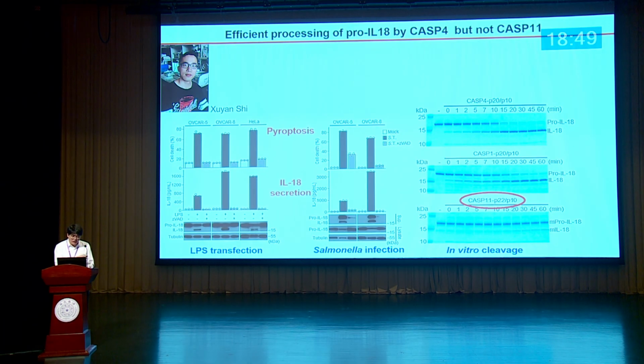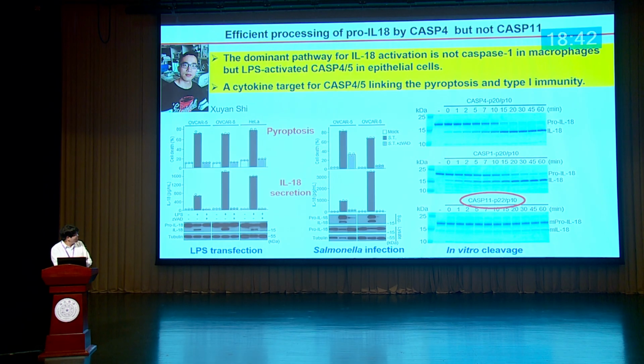So that's why this pathway has been missed for a long time, because immunologists usually only work on pathways that are conserved in mice. So this data suggests that the dominant pathway for IL-18 activation is not the caspase 1 pathway operating in myeloid cells, but the LPS-activated caspase 4 and 5, mainly in epithelial cells. So we put IL-18 as a cytokine target that links caspase 4, 5 mediated pyroptosis to type 1 immunity, because IL-18 has a strong activity of inducing interferon gamma production and stimulating type 1 immune response.